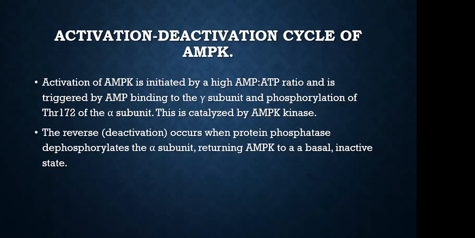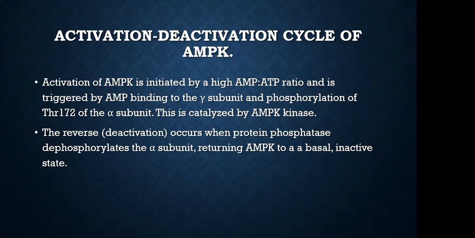So we have the activation and deactivation cycles of AMPK. Activation of AMPK is initiated by a high AMP:ATP ratio and is triggered by AMP binding to the gamma subunit and phosphorylation of THR172 of the alpha subunit. This is catalyzed by AMPK kinase. The reverse, deactivation, occurs when protein phosphatase dephosphorylates the alpha subunit, returning AMPK to a basal inactive state.